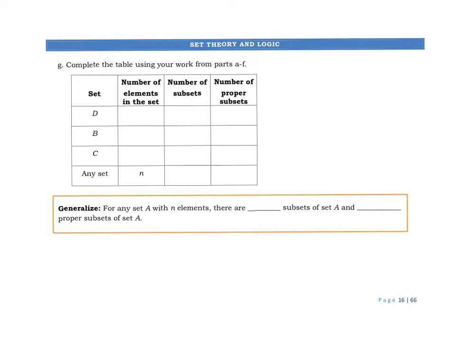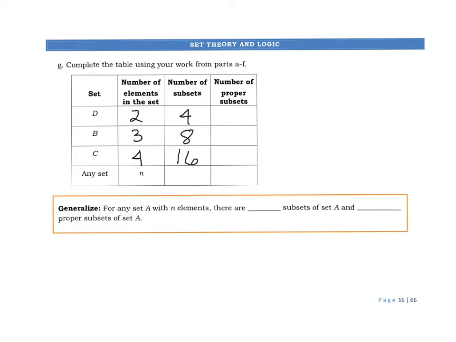So we had 2 in set D, and 3 in set B, and 4 in set C. So if you'll go back and count the number of subsets, we found that we had 4 subsets in set D. For set B, we had 8. And for set C, we had 4 elements and we had 16. Interesting. It looks like the number of subsets doubles each time as we increase the element by 1.